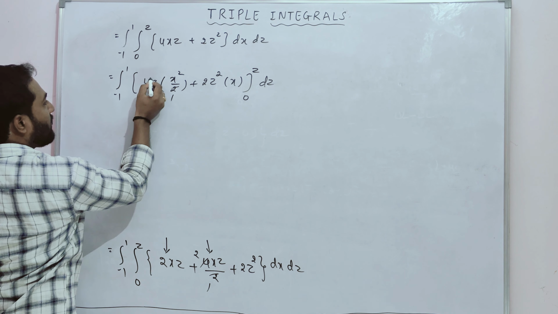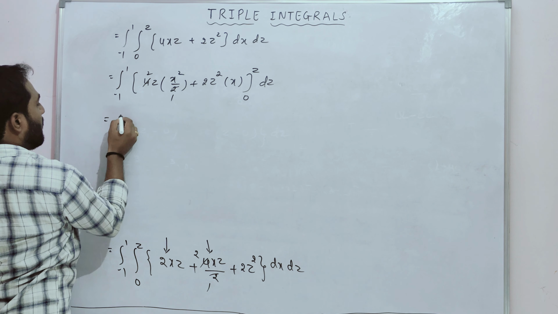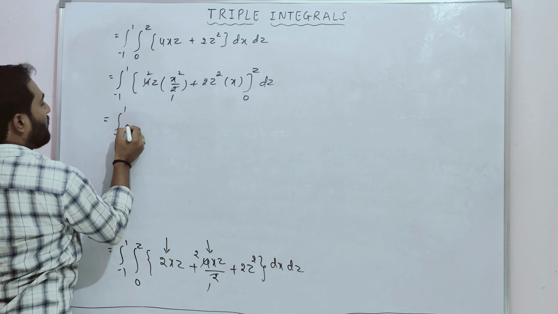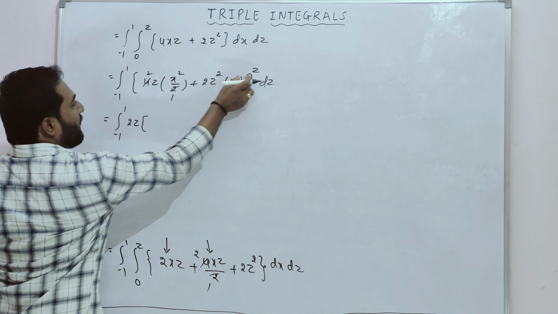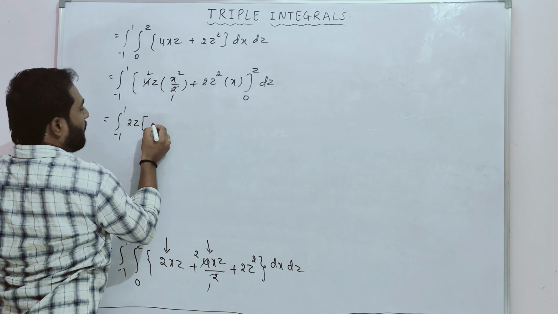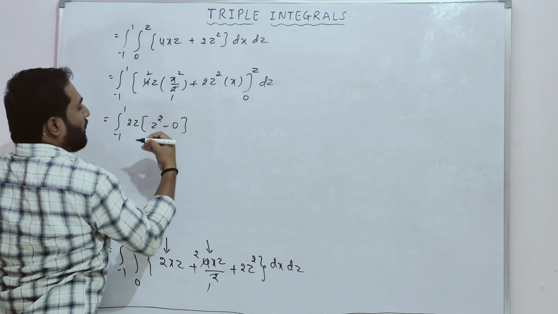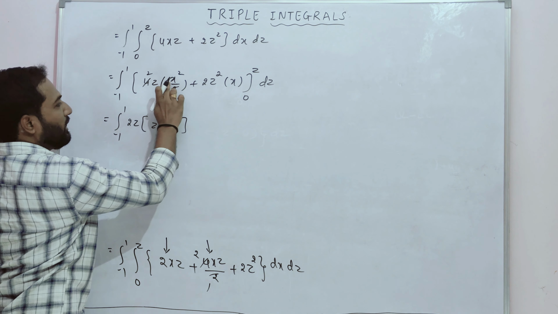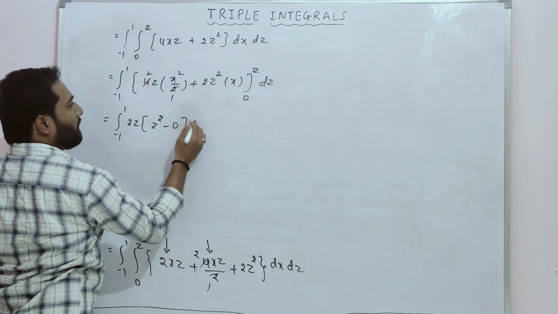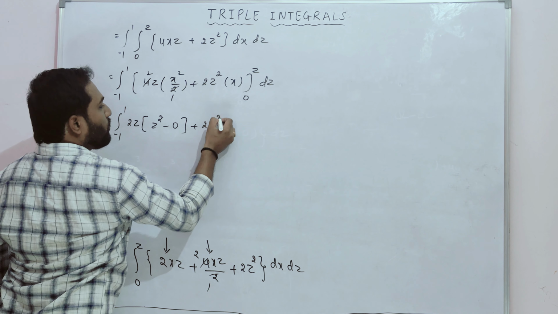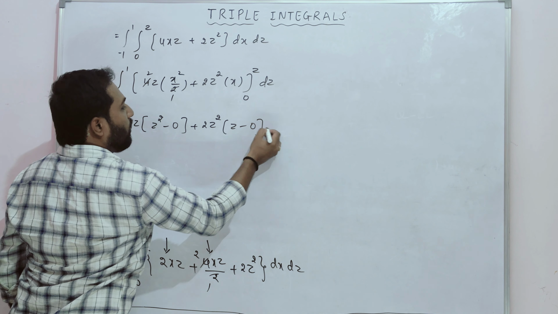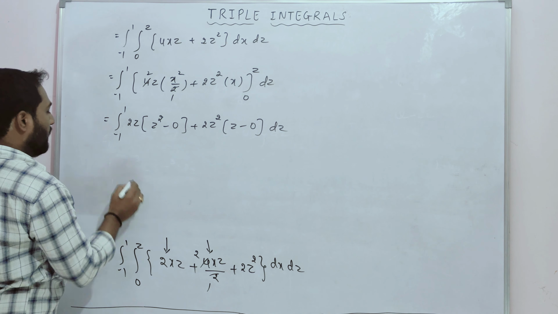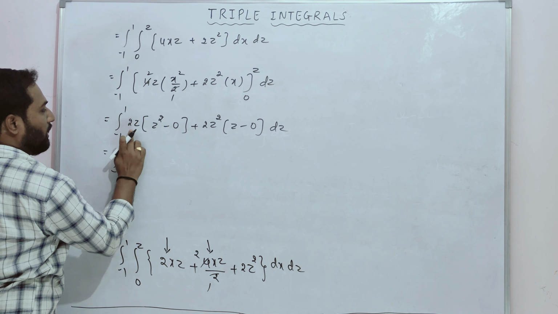Now let us apply the limit. So before that, 2 ones are 2, the 2 can cancel with the 2 in z. So what it becomes? Minus 1 to 1. So the remaining term is 2z as it is. So let us apply the upper limit minus lower limit. It is x square, the upper limit is z square, minus lower limit is 0. Instead of x, just use z square as it is, plus 2z square as it is, and the upper limit is z and lower limit is 0. Simple.